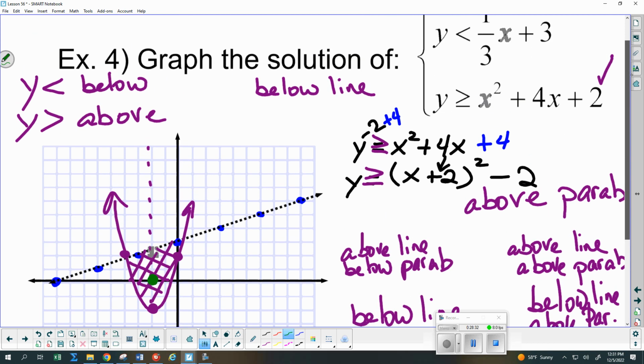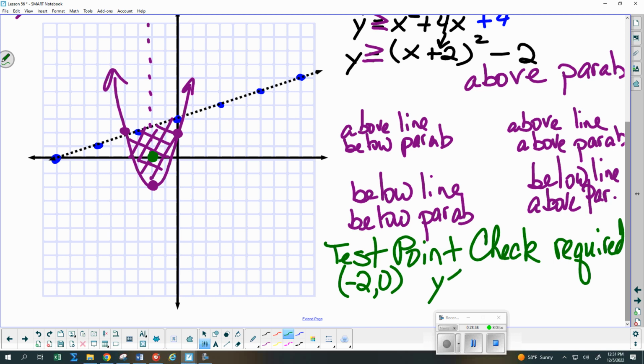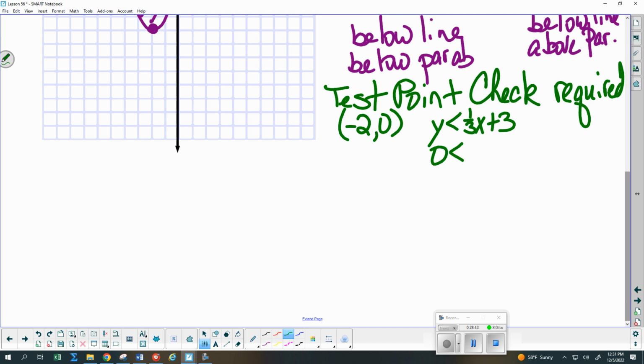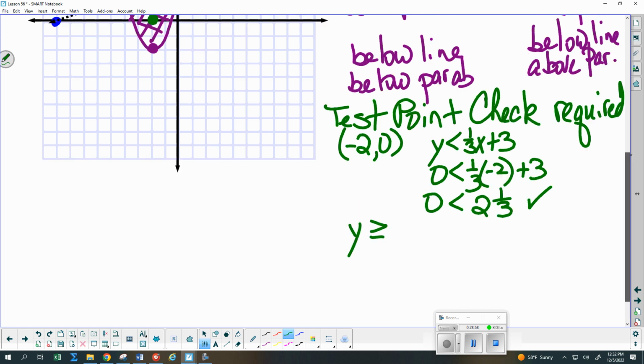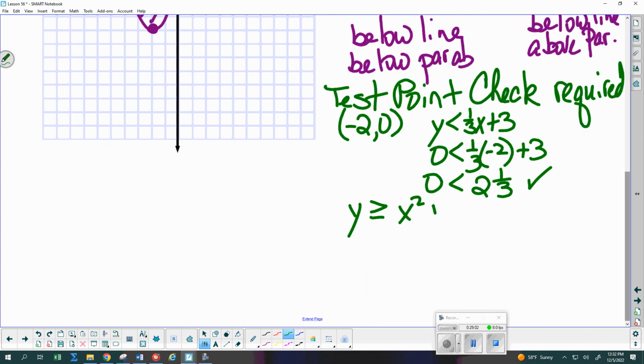We need to check that in y less than 1/3 x plus 3, which means I need to put in y is 0. 3 minus 2/3 would be 2 1/3. Is 0 less than that? So that one worked. And my parabola was y is greater than or equal to x squared plus 4x plus 2.